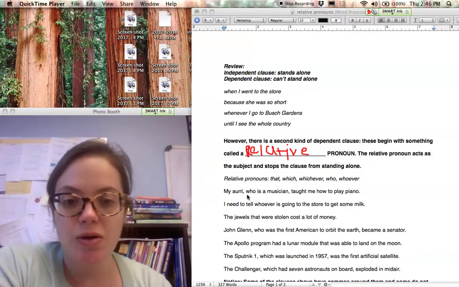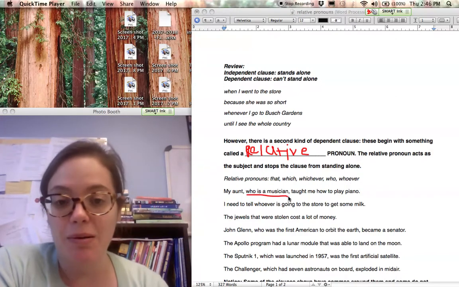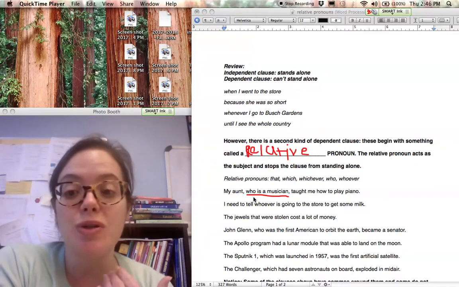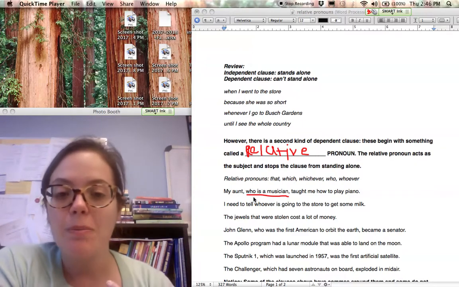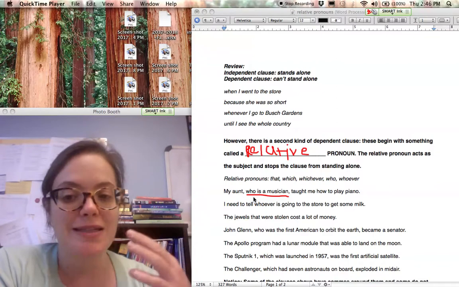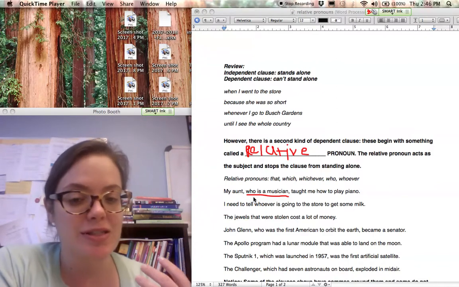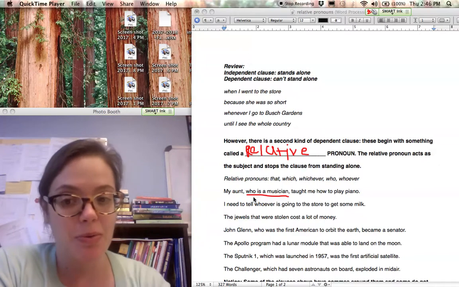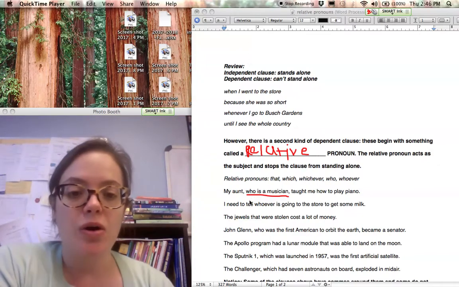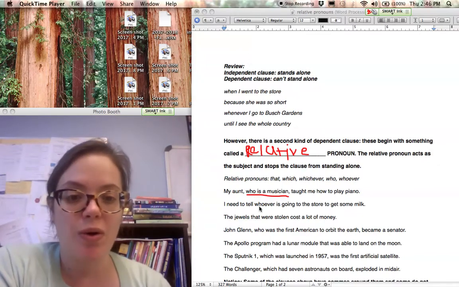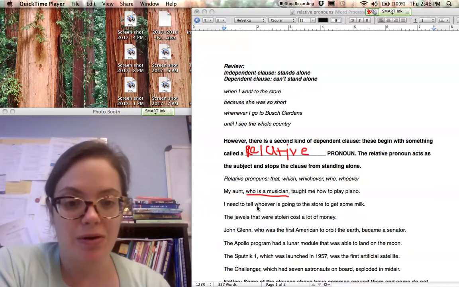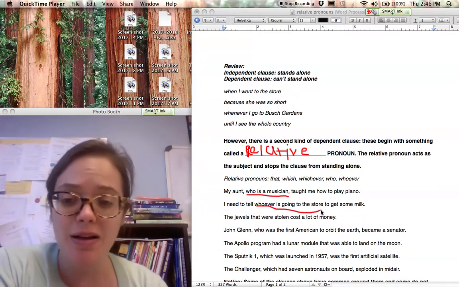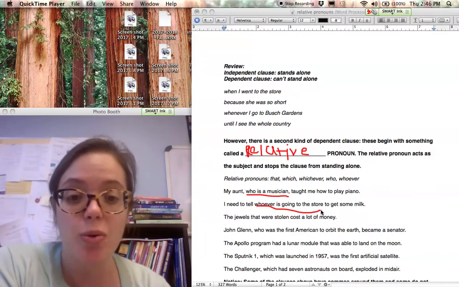My aunt, who is a musician, taught me how to play the piano. So who is my relative pronoun? It's also the subject of this clause, okay? But it acts as the subject and stops it from standing alone, because if I just say, "who is a musician," to you, unless I'm asking a question, that's going to be really confusing. Our next one: I need to tell whoever is going to the store to get some milk. Same thing. Whoever is going to the store is a dependent clause starting with our relative pronoun, whoever.